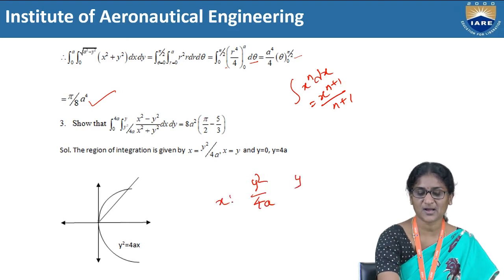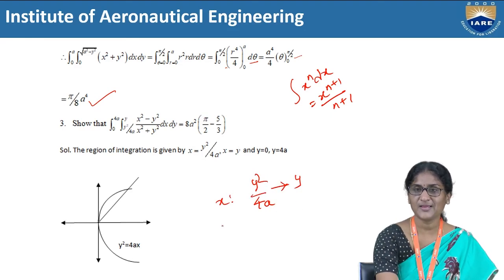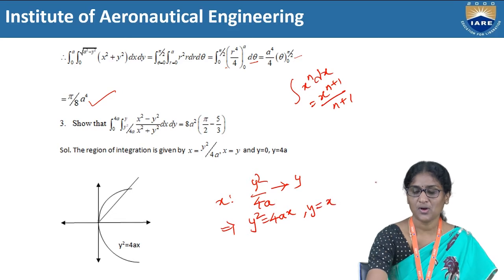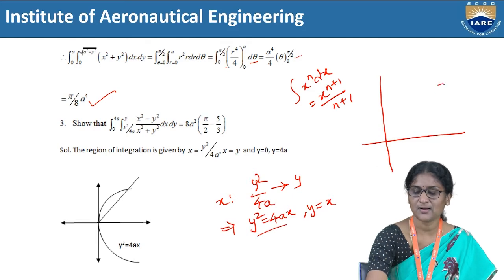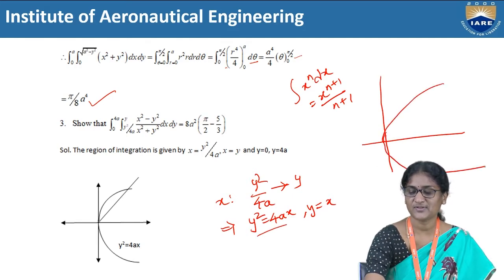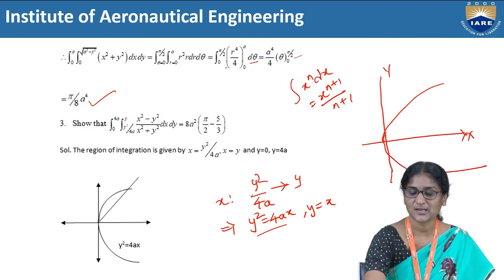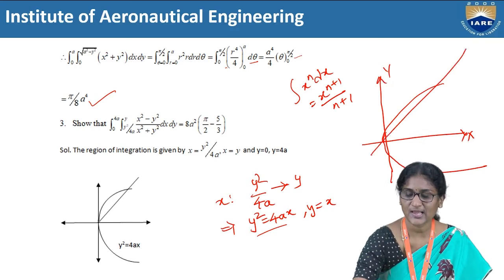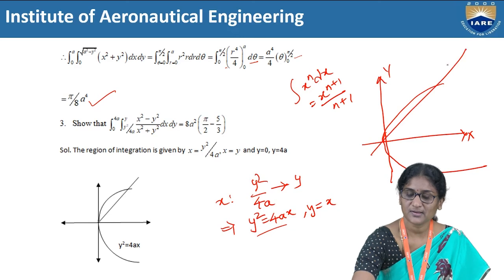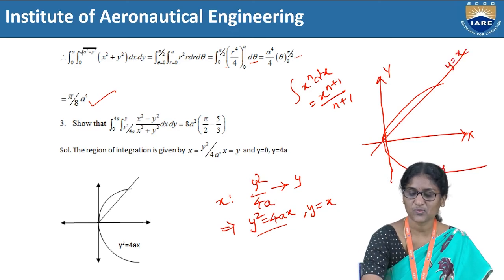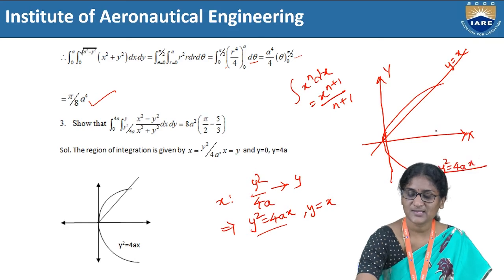Definitely these are the limits of x values. From here I can write this as y square is equal to 4ax and y is equal to x. How do we guess the limits here for this question? It is a parabola which is symmetric about the x-axis. And y is equal to x is a straight line, and this is y square is equal to 4ax. This is the region of integration he is referring to here.